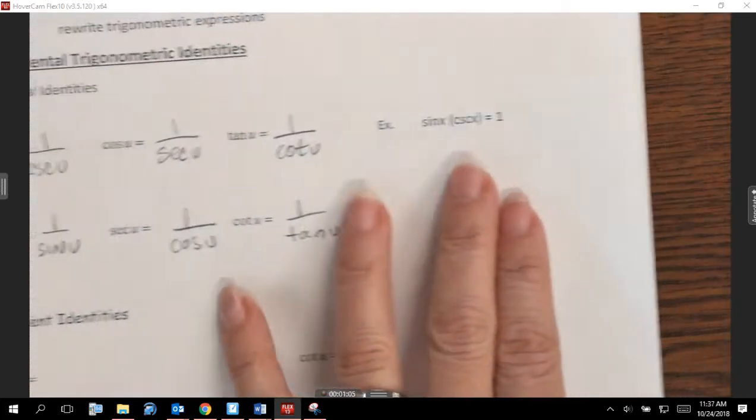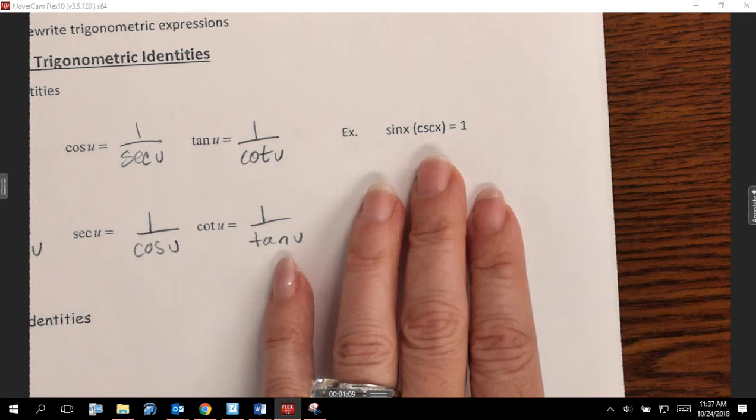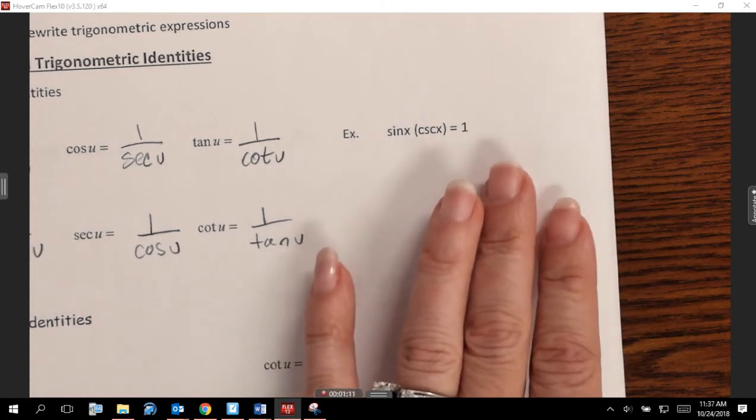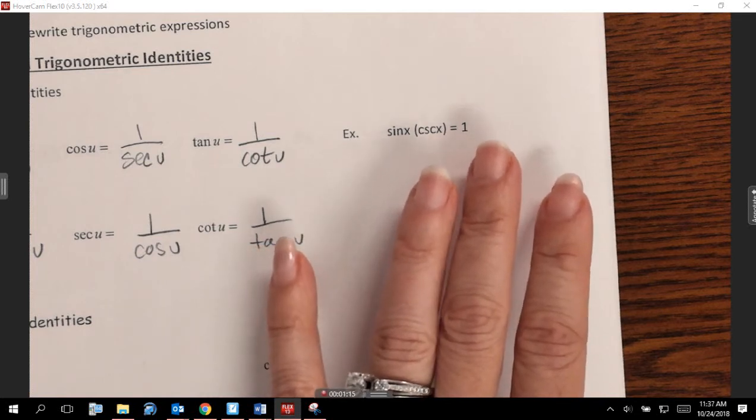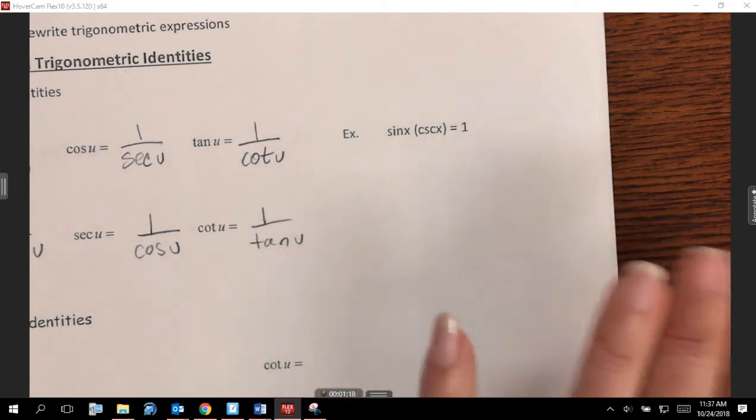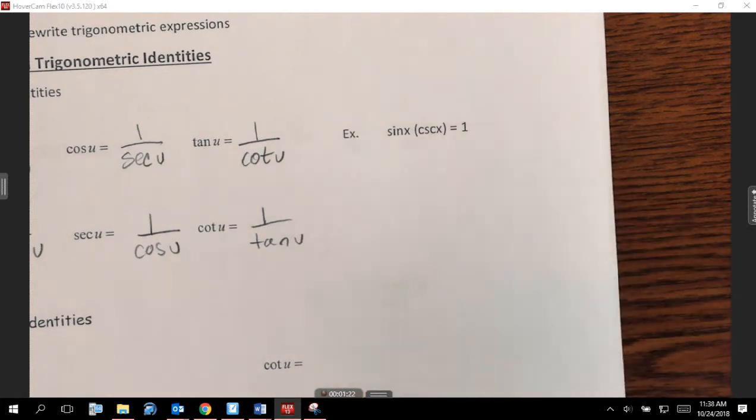Over here I have an example that says sine x multiplied by cosine x is equal to 1. So it looks like there's nothing to do here. But what we're going to do is show why that equals 1. We're going to show all our steps to show that it really does equal 1.